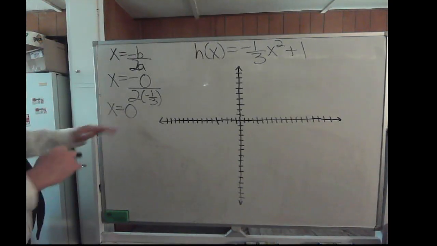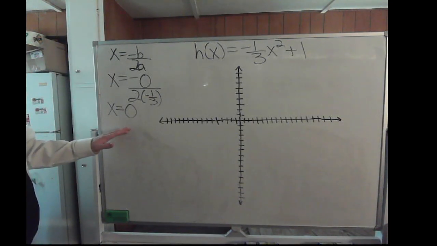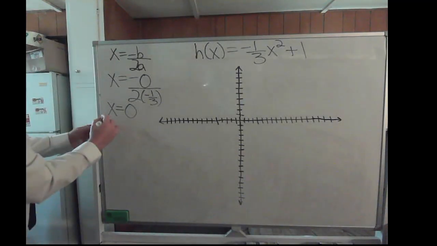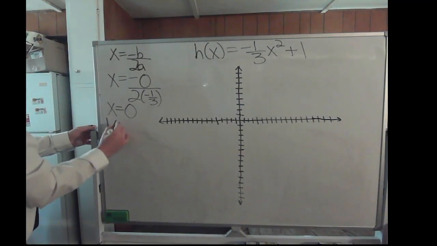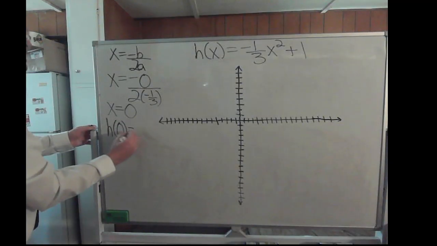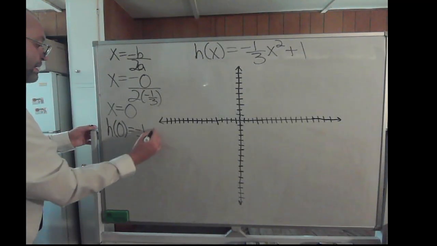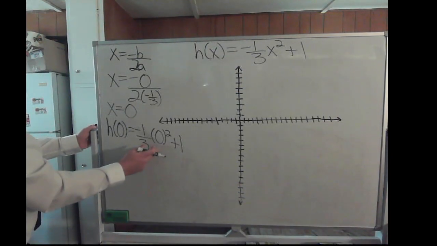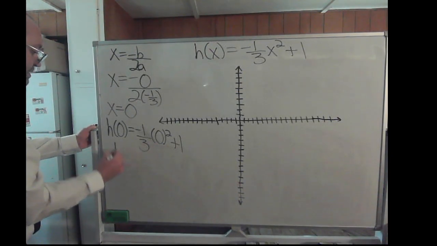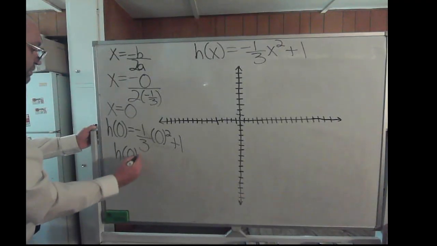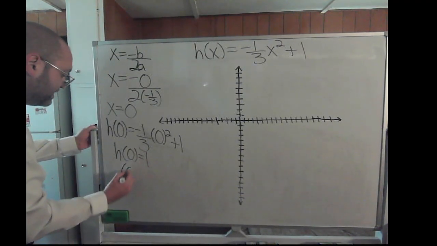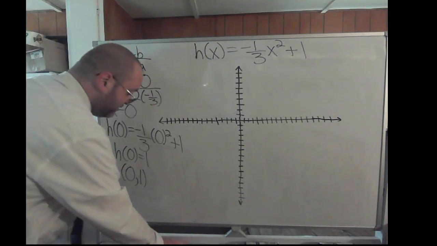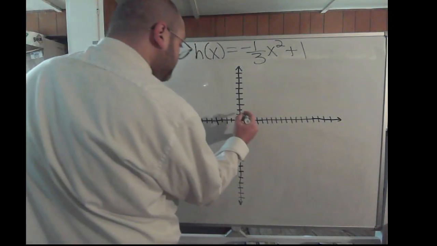So now we found the x-coordinate being 0 for the vertex. We want to find the y-coordinate. So you just put 0 into the function. You'll take h of 0 equals negative 1/3 times 0 to the second plus 1. Well, I think it's safe to say the first term is 0. You just get 1. So h of 0 equals 1. Therefore, your vertex is going to be 0, 1. The vertex of this function is at 0, 1, which would be right here.